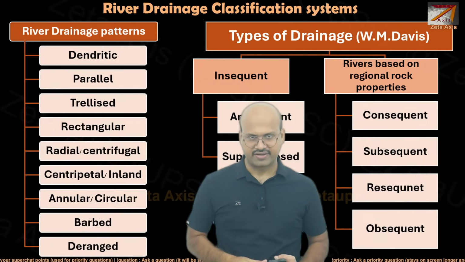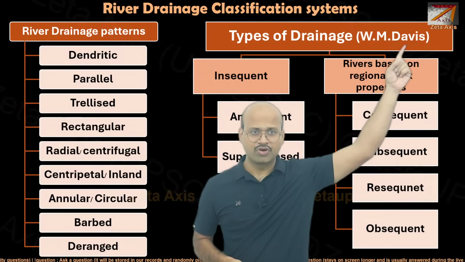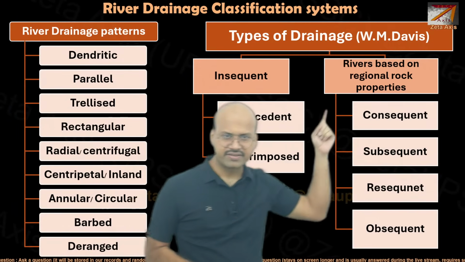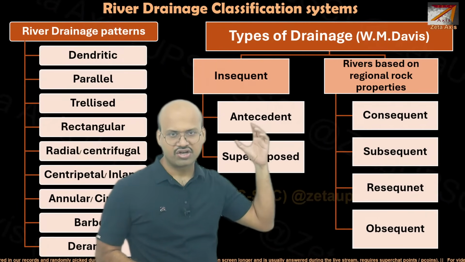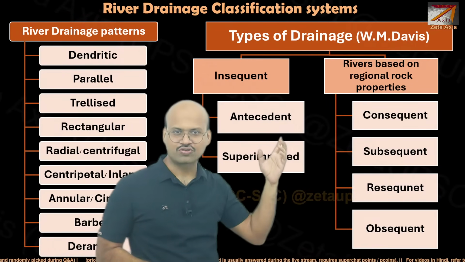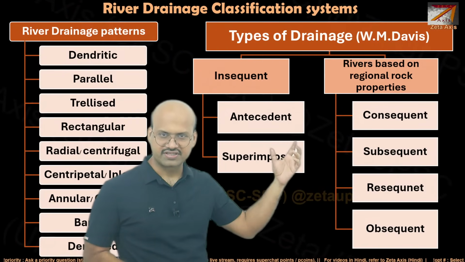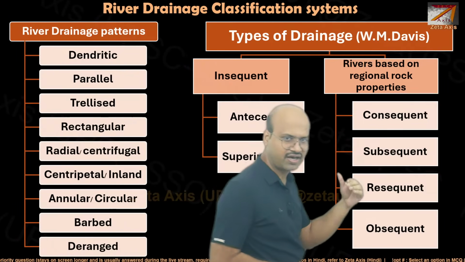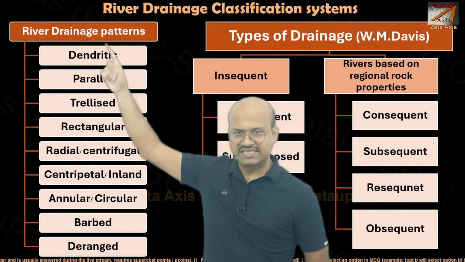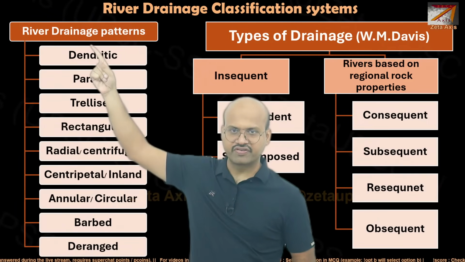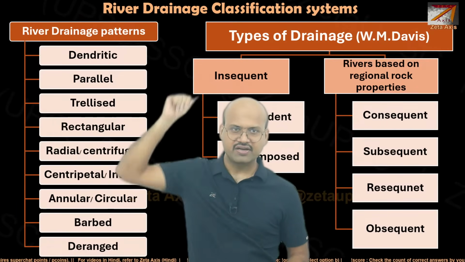The second method of classification of river drainage system was given by W.M. Davis, and it is classified into these groups. They depend not only on the type of flow but also on the origin of the stream. It takes into account the origin of the stream as well as the flow direction and other characteristics. Today we are going to see only the first classification, and in the next video we will see the types of drainage by W.M.